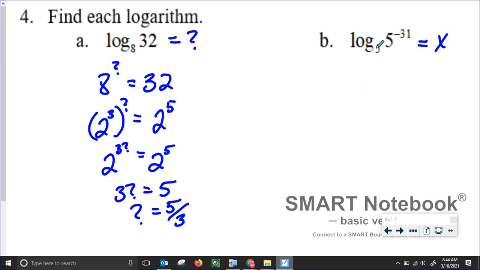All right, and now we can change this to exponential form. You would get 5 to the x power is equal to 5 to the -31st power. Well, again, obviously, since our bases are the same, you can set the exponents equal to each other, and voila, we are done.